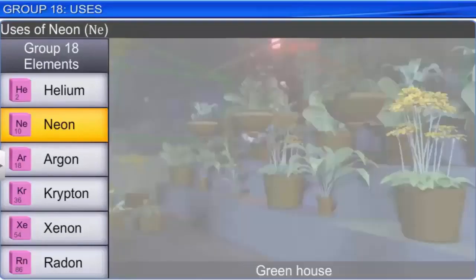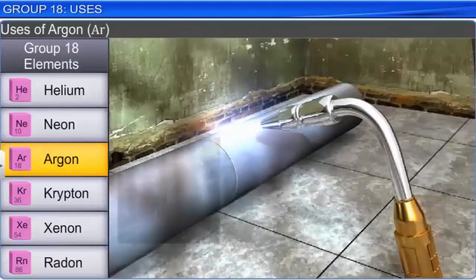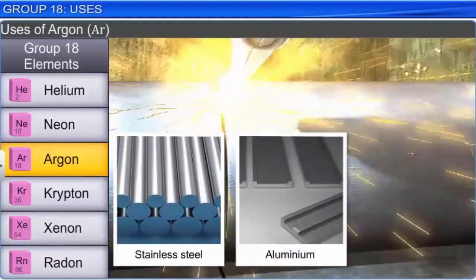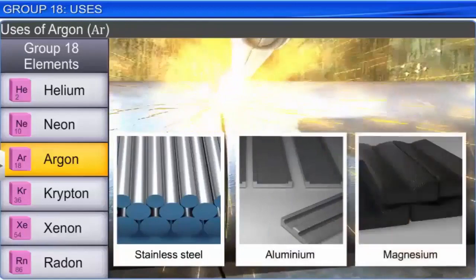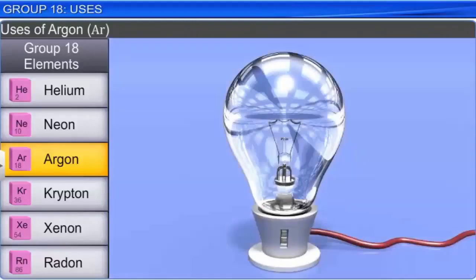Argon is widely used to provide an inert atmosphere in laboratory apparatus and for metallurgical processes, such as in welding stainless steel, aluminium and magnesium. Also, it is used to fill electric light bulbs to prolong the life of the filament.